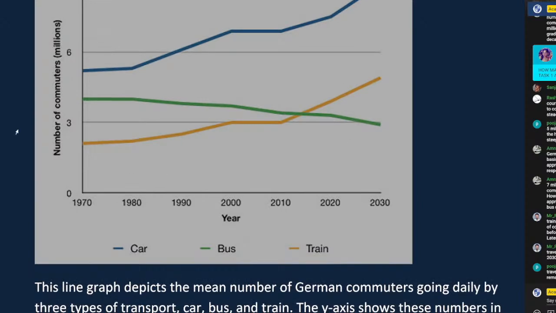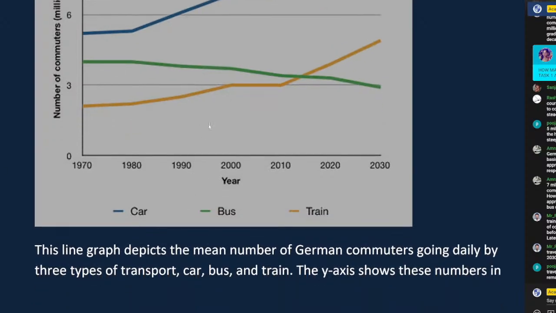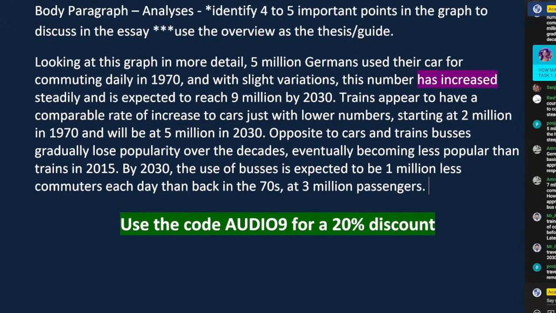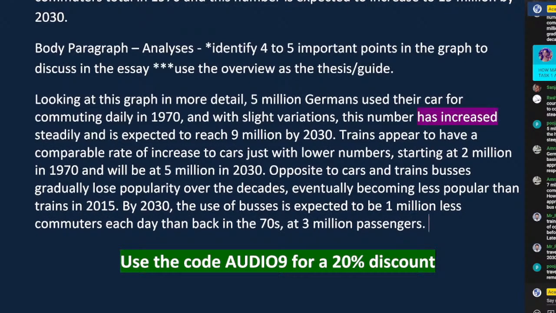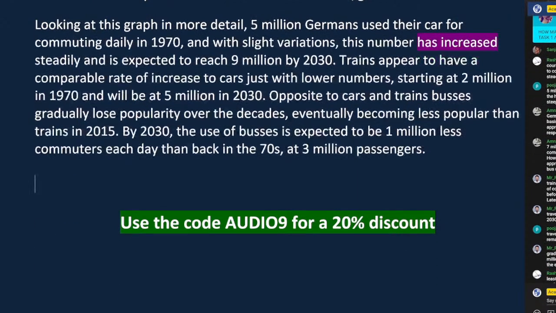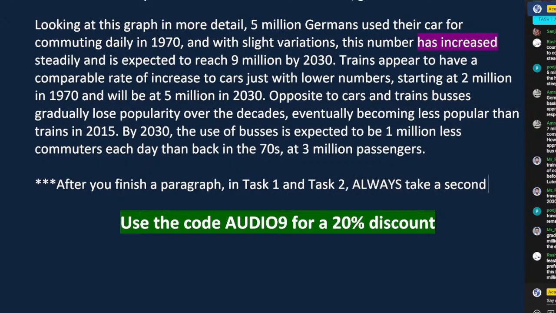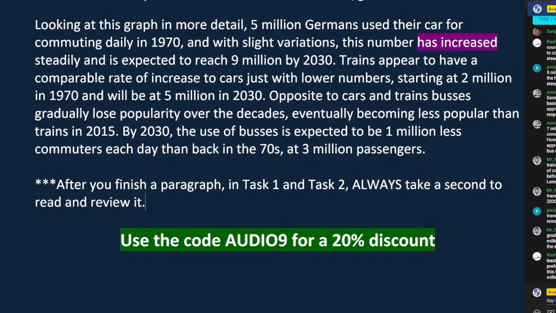Now, what I want to do is review this. You always want to review when you finish a paragraph. So again, keep that in mind. It's an important point. After you finish a paragraph, in task 1 or task 2, always take a second to read and review it.